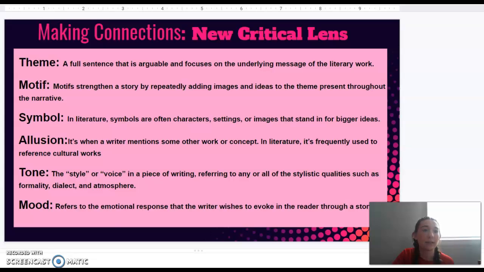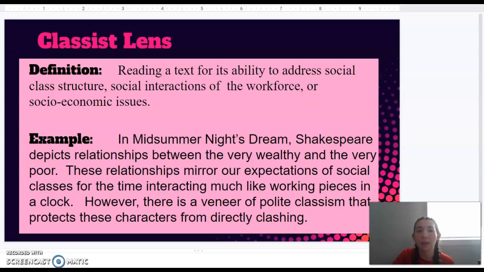Next, we are going to be looking at the classist lens. So this lens is for reading a text for its ability to address social structures, social interactions, typically in the workforce, or socioeconomic issues. For example, in Midsummer Night's Dream, Shakespeare depicts relationships between the very wealthy and the very poor. So we see a spectrum between the king and queen to wealthy members of the society with Hermia and Helena and their love interests, and then we even get to see some comic relief with the lower class citizens of the society.